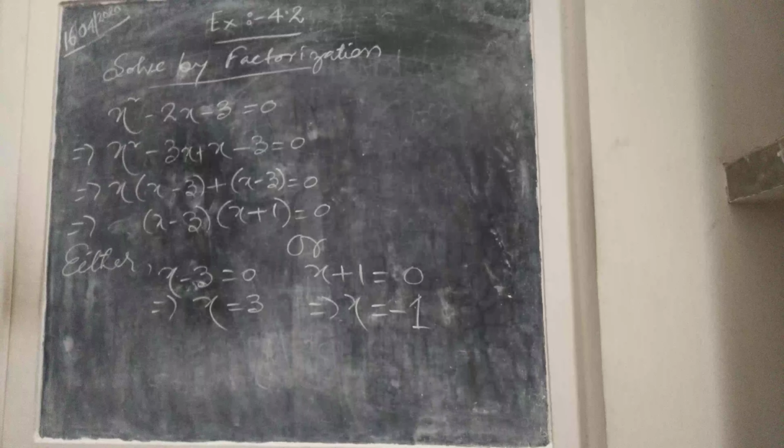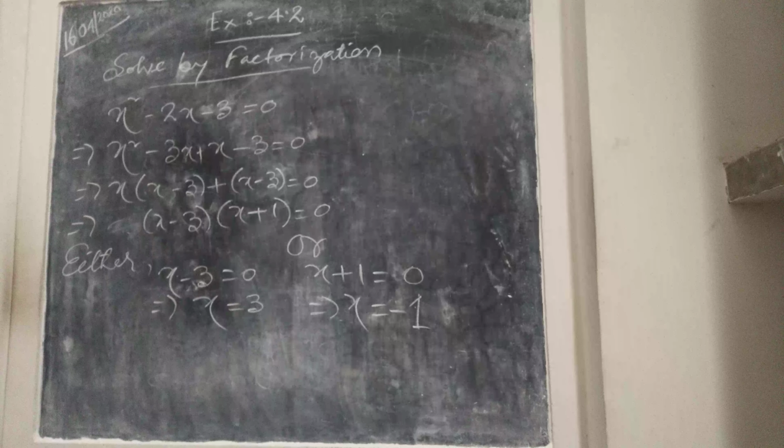And then you take the common, and then (x minus 3) into (x plus 1) equal to 0. Either x minus 3 equal to 0 or x plus 1 equal to 0, which implies x equal to minus 1. So these are the two values: x equal to 3 and minus 1. So this is the quadratic equation solved by factorization method.